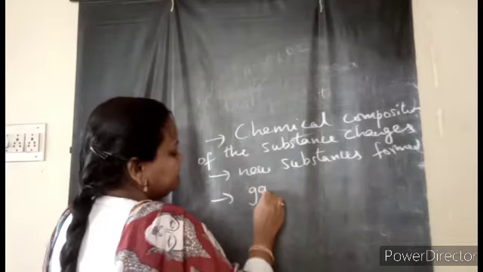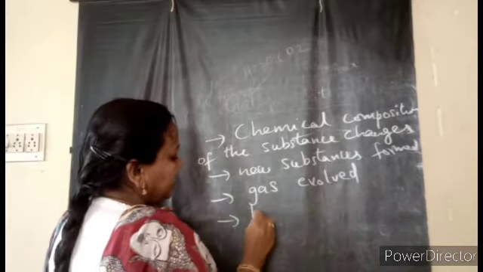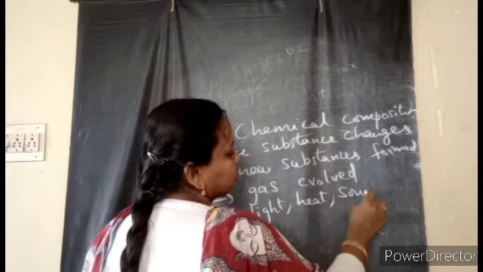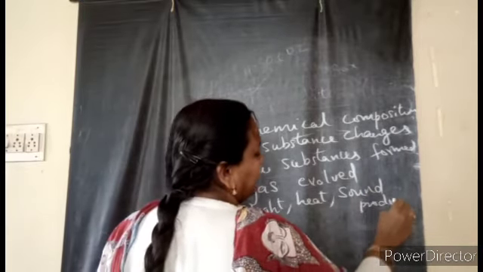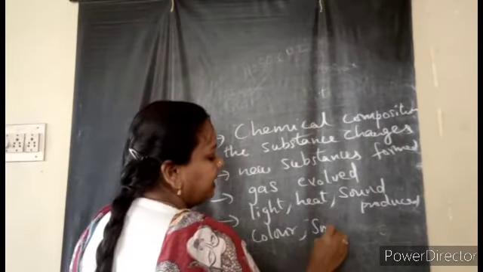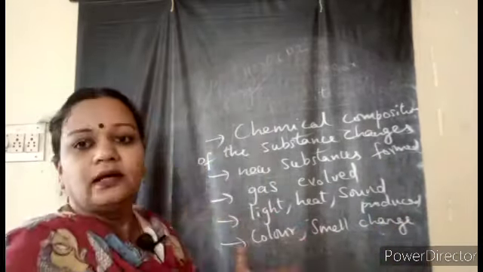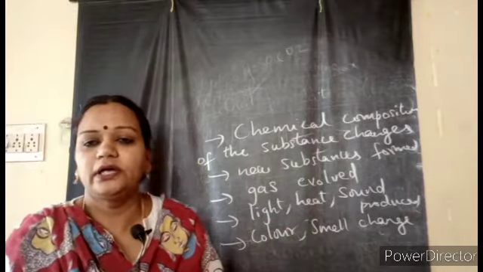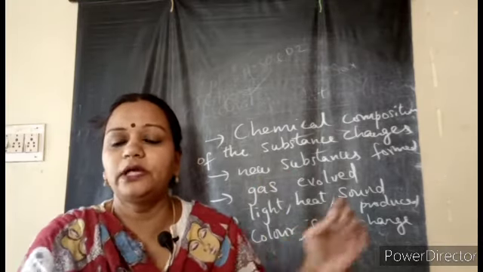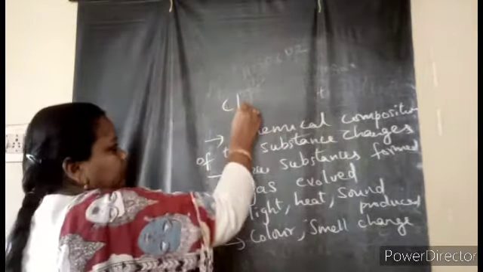Sometimes gas is evolved. Just now we saw the gas evolved, we saw CO2 getting evolved. Sometimes light and heat are produced, even sound also we saw, and there may be a color change, even the smell also may change. So one or two or sometimes all of these can be seen, depending upon the reactants, what two reactants are reacting. All these are about the chemical changes.